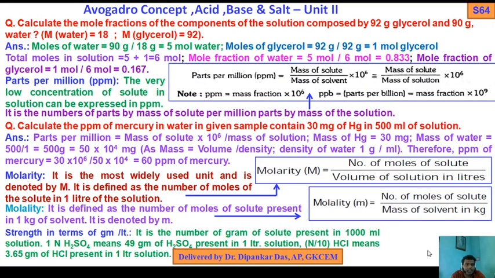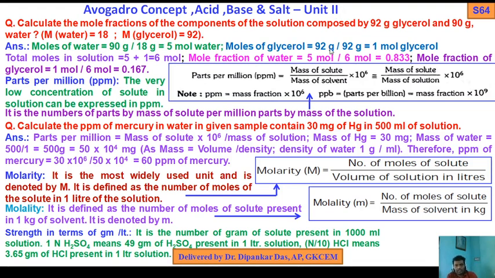Next, the numerical problem: calculate the mole fraction of each component of the solution composed of 92 gram of glycerol and 90 gram of water, where the given molar mass of water is 18 and glycerol is 92. So how will you calculate the mole fraction? Very simple. First of all, you find out the moles of water. As you know, the molar mass is given. So moles of water is 90 gram by 18 gram, that is 5 moles of water.